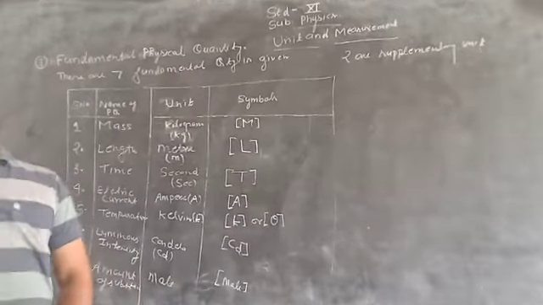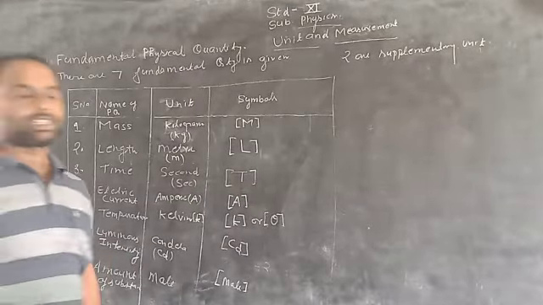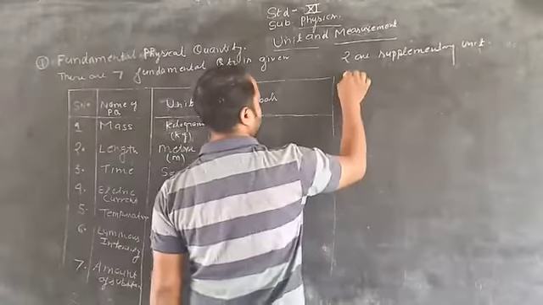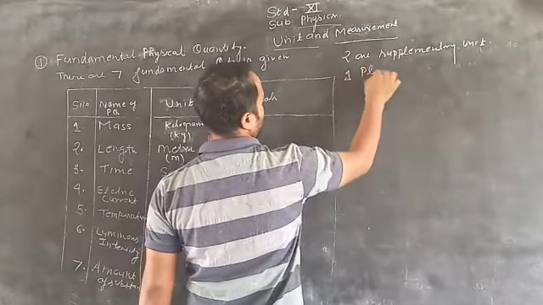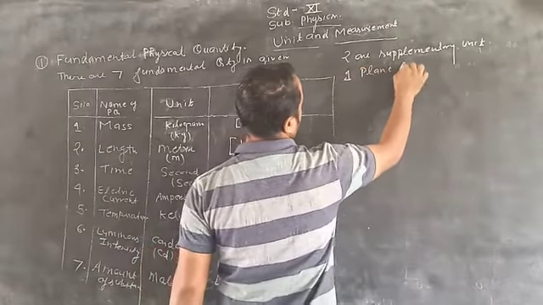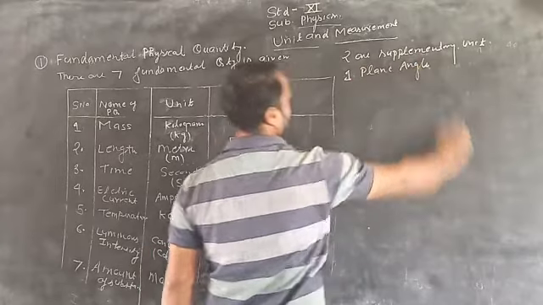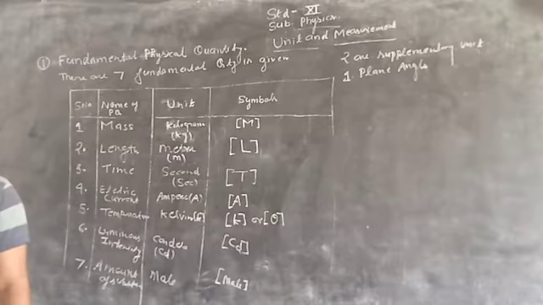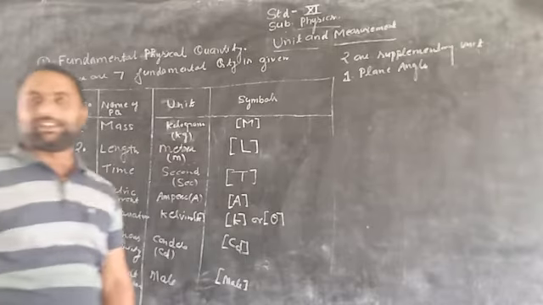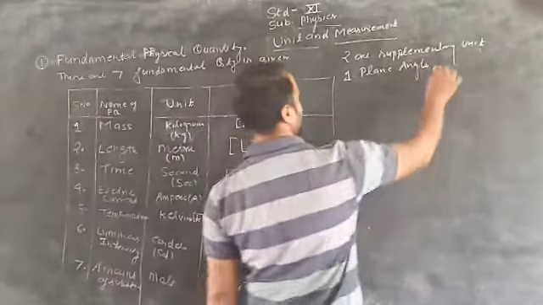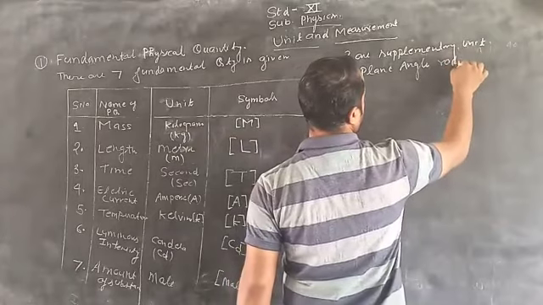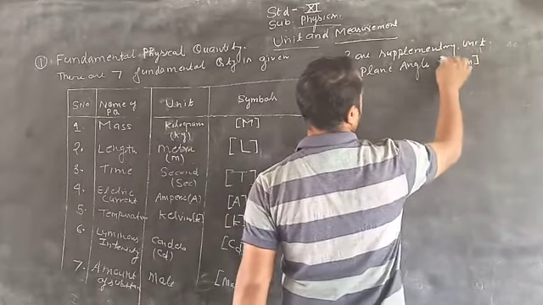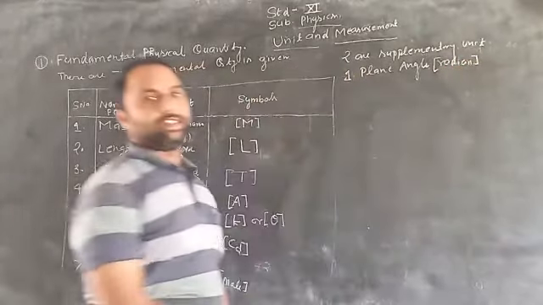And the 2 supplementary units are: the first supplementary unit is plane angle. Plane angle is measured in radian.